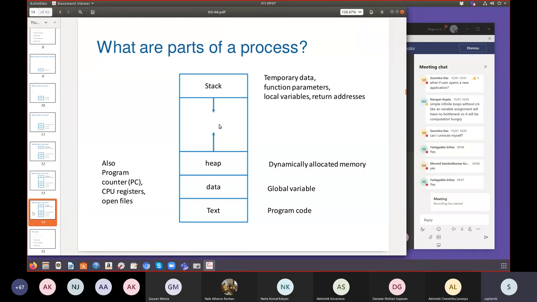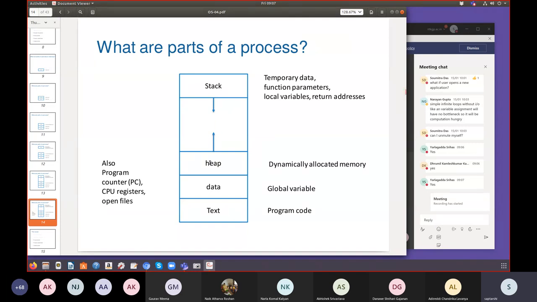So just one question. As shown in this diagram, the heap grows upwards and the stack grows downwards, right? Say you have a program which is creating more and more dynamically allocated memory, so the heap will go upwards. And suppose there are lots of function calls, maybe a recursion where many functions are being called, so the stack will go downwards.